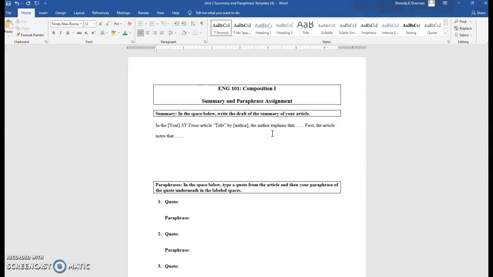Please, no direct quotes, no copying from the article in a summary. For the conclusion of your summary, since all that we're doing is summarizing the article, your conclusion would be something along the lines of the article ended or concluded by, and then again explain what happened at the end of the article. So you are not, again, evaluating the article, interpreting it, judging it. You're simply stating what is in the article. So that's a big piece of what you'll be doing.